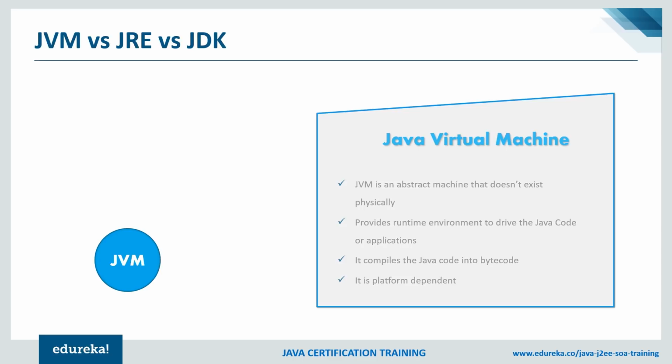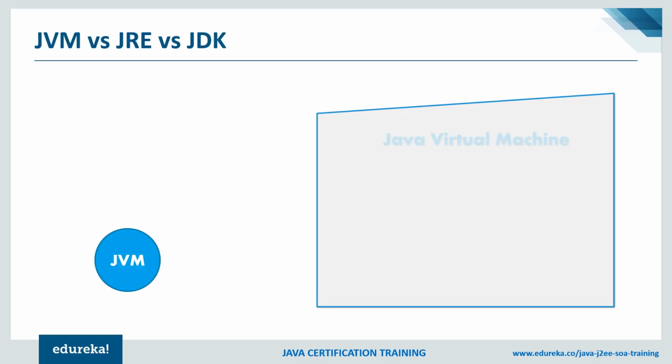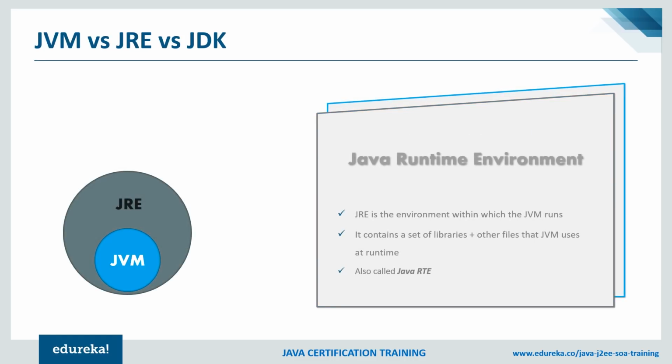Since JVM is available in all the operating systems, your bytecode can be executed on any OS. So this makes Java a platform independent programming language. Guys, JRE is Java Runtime Environment. This is the environment within which JVM runs. It has a set of libraries and other files that JVM will use at runtime. So we also call it the runtime environment of Java, or Java RTE in short.